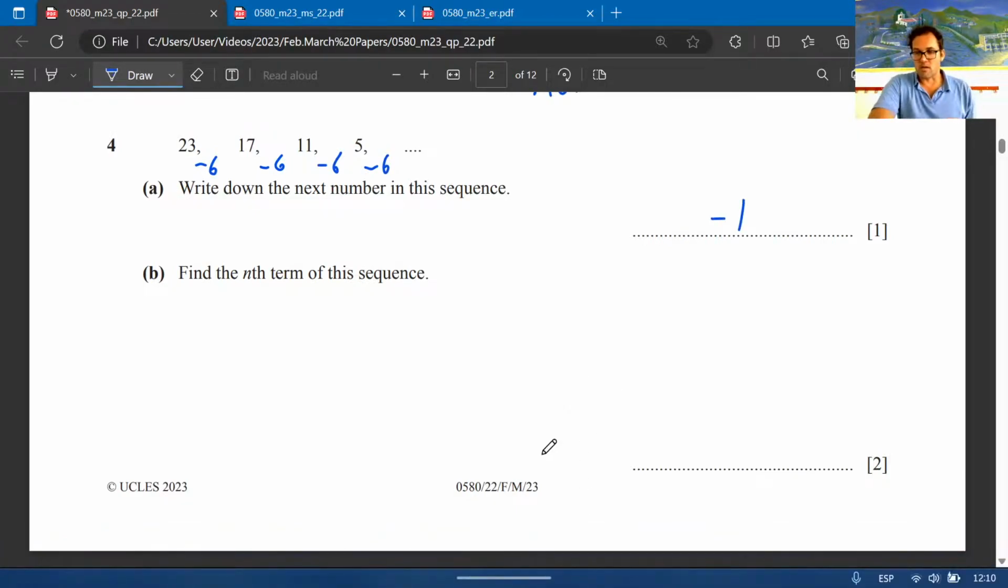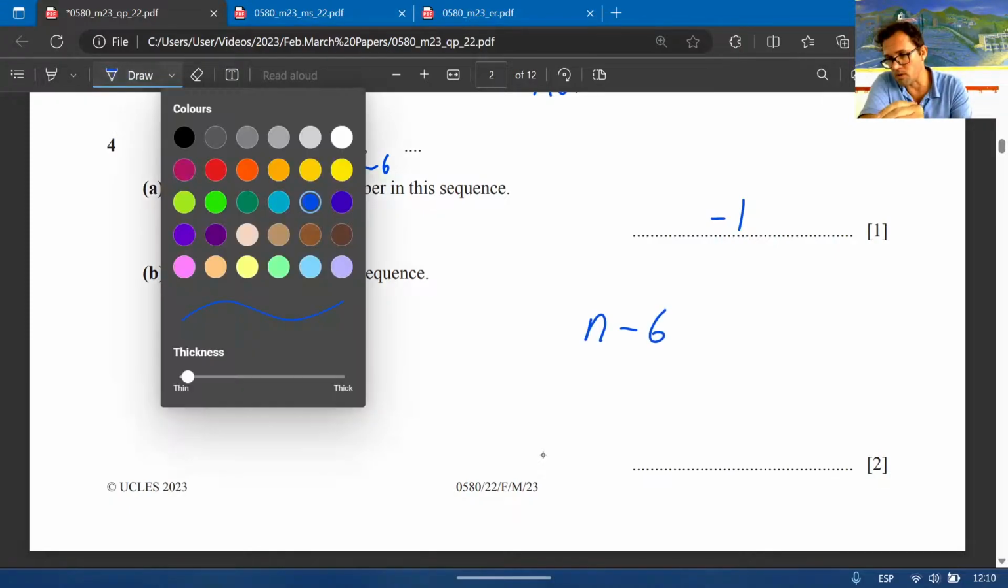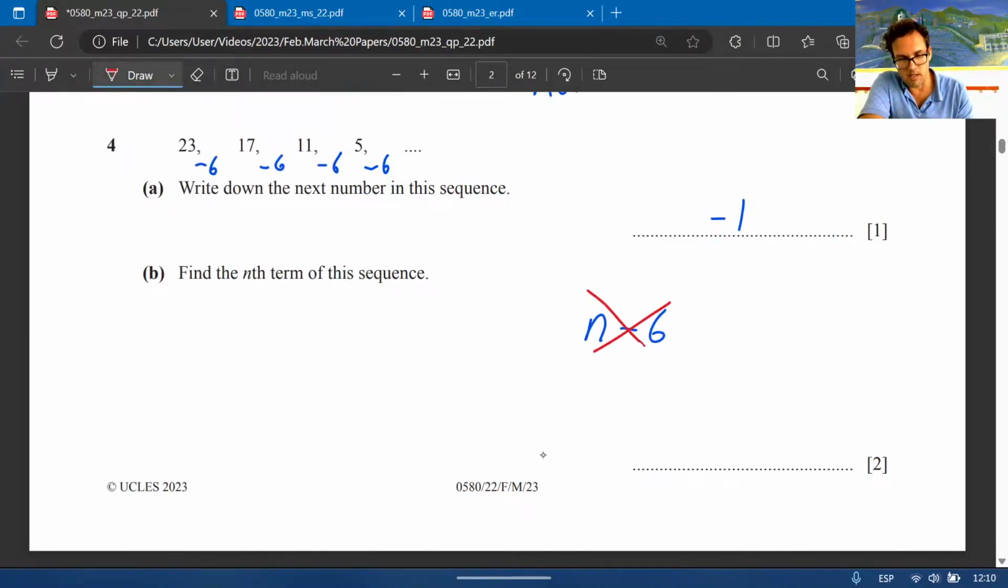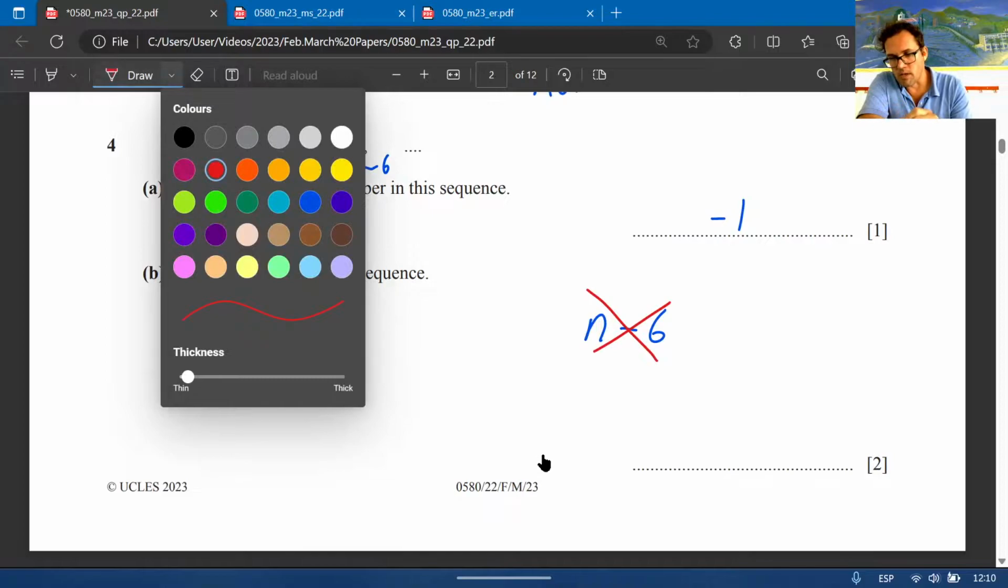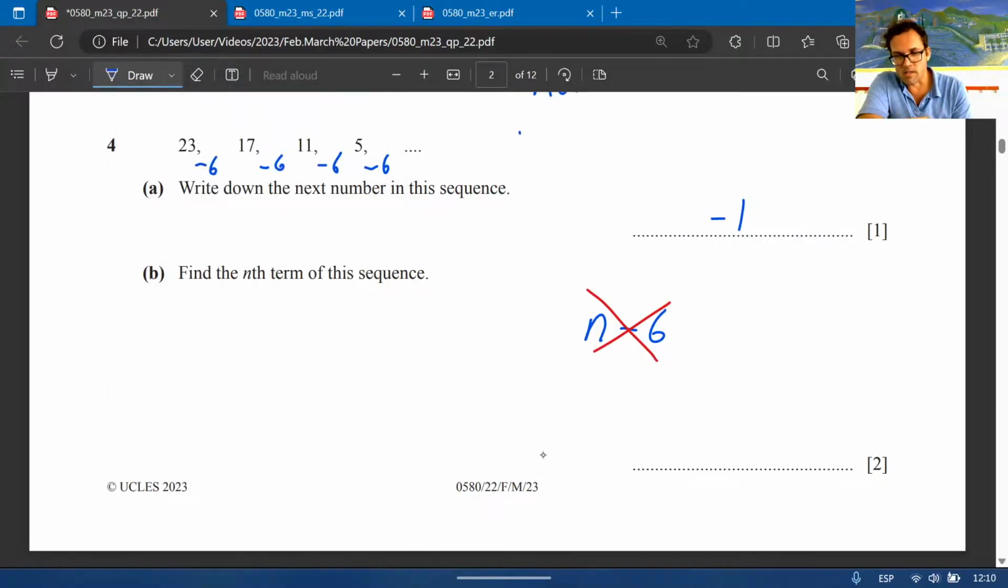Now for the nth term, what it is not is n minus 6. Please, people, stop writing that. It's not that. Okay, we need to think more in terms of what other sequence has this pattern of -6.